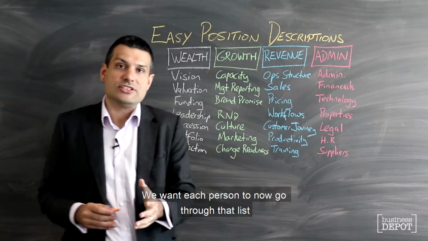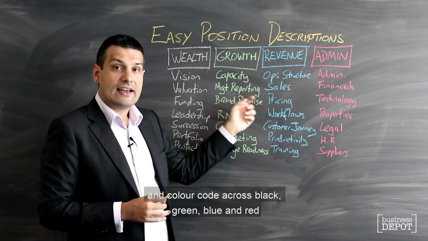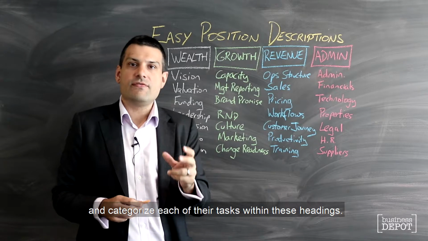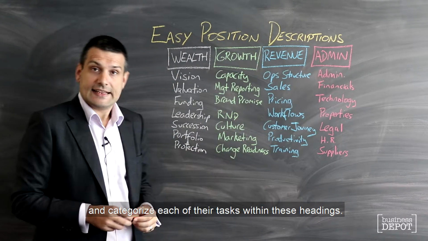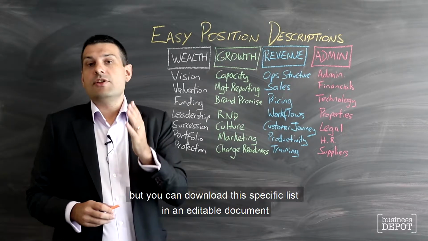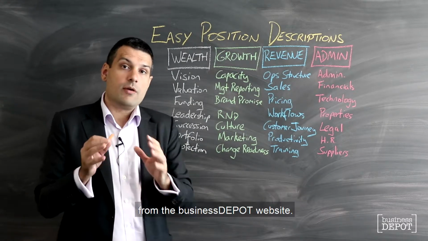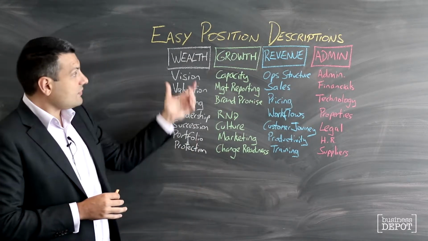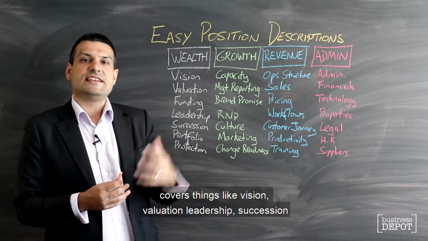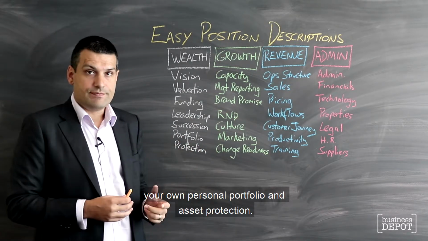Now we start to work the magic of the R&R framework. We want each person to now go through that list and color code across black, green, blue, and red, and categorize each of their tasks within these headings. Now, a quick run through of these details, but you can download this specific list in an editable document from the Business Depot website. So wealth, as you might remember, covers things like vision, valuation, leadership, succession, as well as you as the business owner, your own personal portfolio and asset protection.